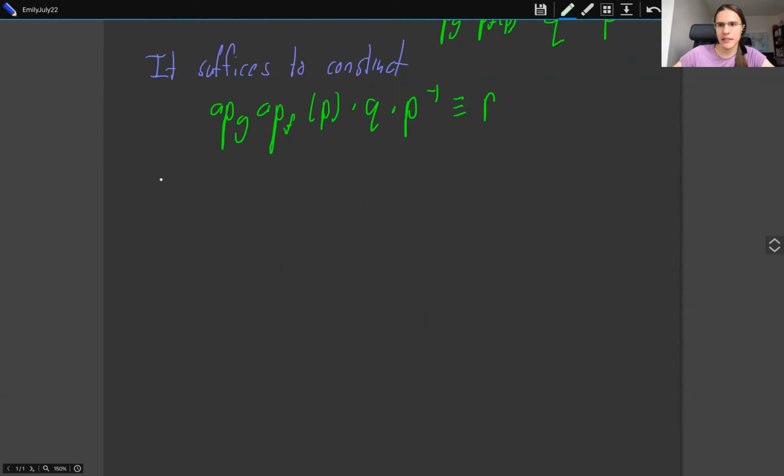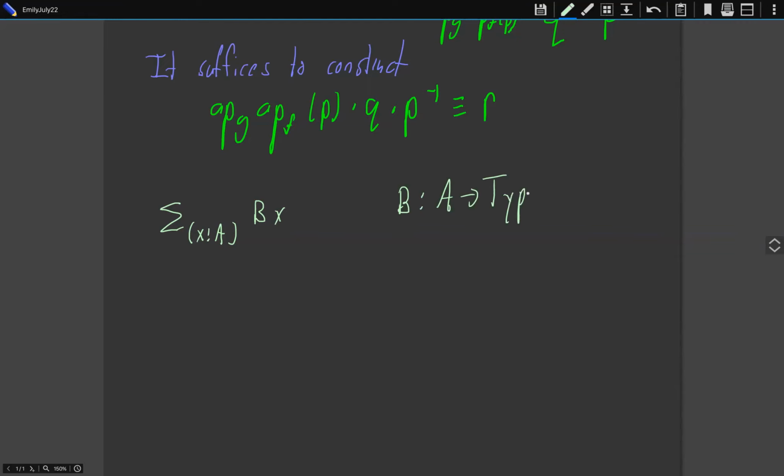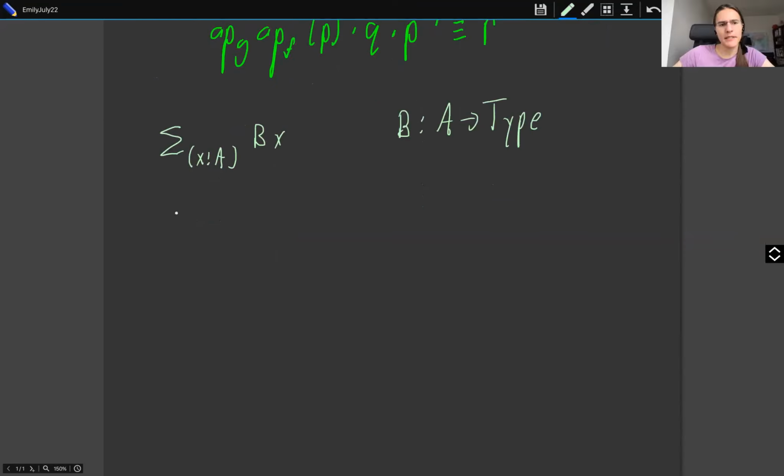So if you have basically some sigma type, so sigma x in A of B of x. This is your general sigma type, right? Where B is some function from A to type. Then what happens is, let's say you have an equality, a equals, and then I'll write inside A as a subscript to A prime.